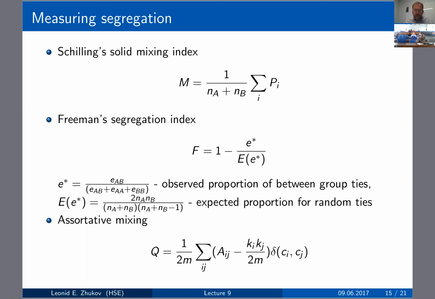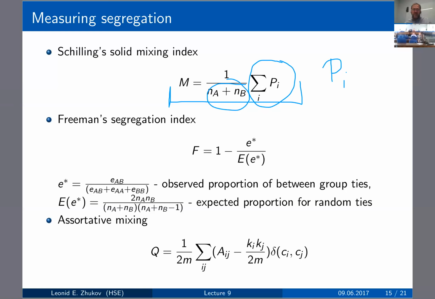One of them, and the original one, is Schelling's mixing index, which is really just the total number of satisfied agents divided by the total number of agents, right? And so if everybody is satisfied, remember this PI corresponds to the fraction of the neighbors that are satisfied. And so this becomes 1 if you're completely satisfied and 0 if not.